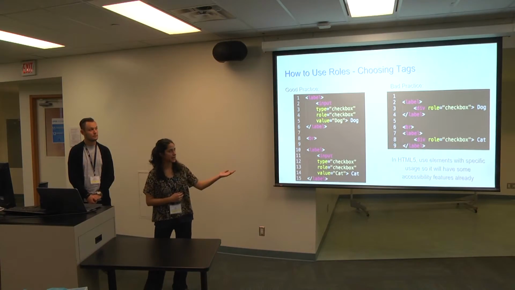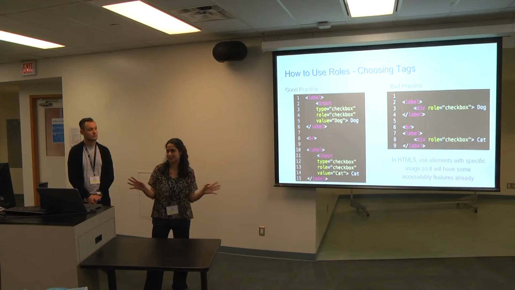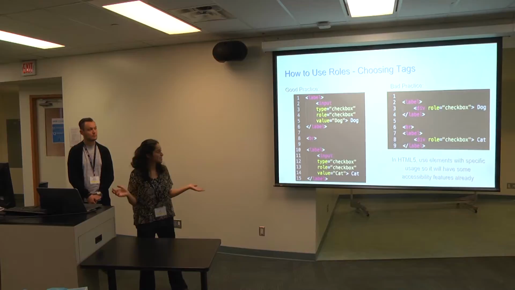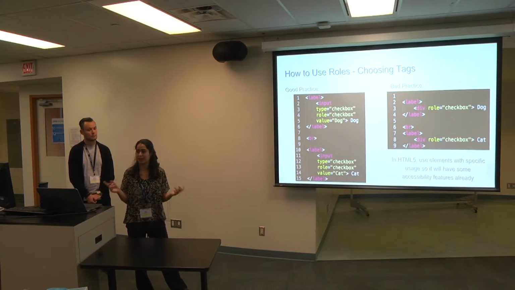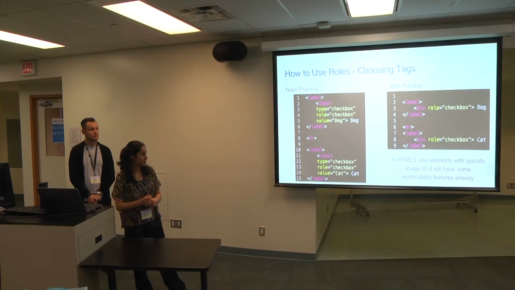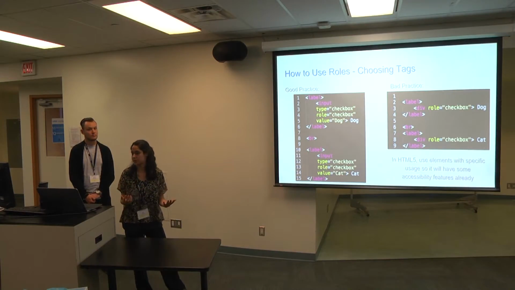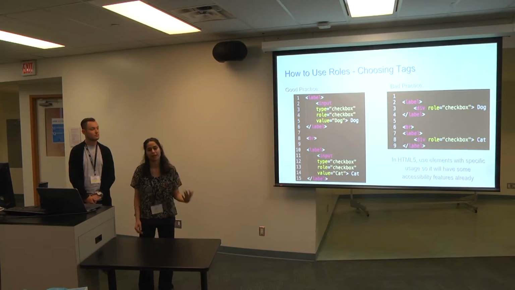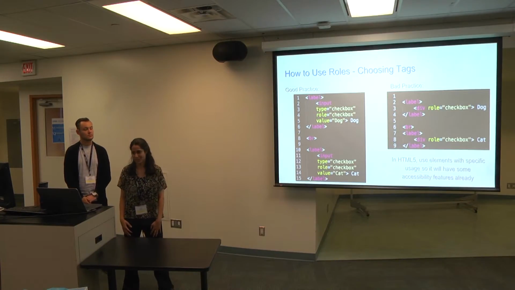If we look at the bad practice, we can see that it's a div, which is basically just saying this is something that we don't know what it is, and we give it a role of checkbox, then the screen reader is like, oh, okay, now I know that it's a checkbox. So it's always best to use tags that are specifically made for what you're doing so that you can use those accessibility features that are already built into it.